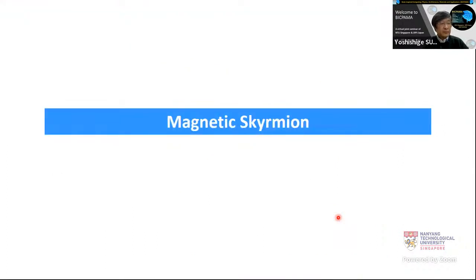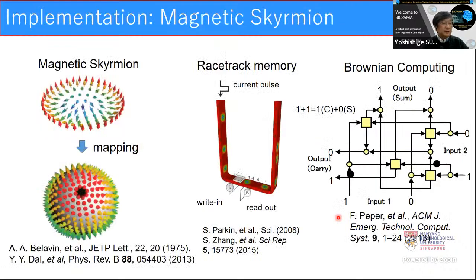Brownian computing can be realized by using any objects that show thermal fluctuations. For example, the single electron transistor is a good candidate. In our experiment, we have tried to use magnetic skyrmions. We selected skyrmions because of several advantages that I will explain later. As you know, the magnetic skyrmion is a particle-like magnetic domain. And the size of the skyrmion can be from nanometer to several micrometer.